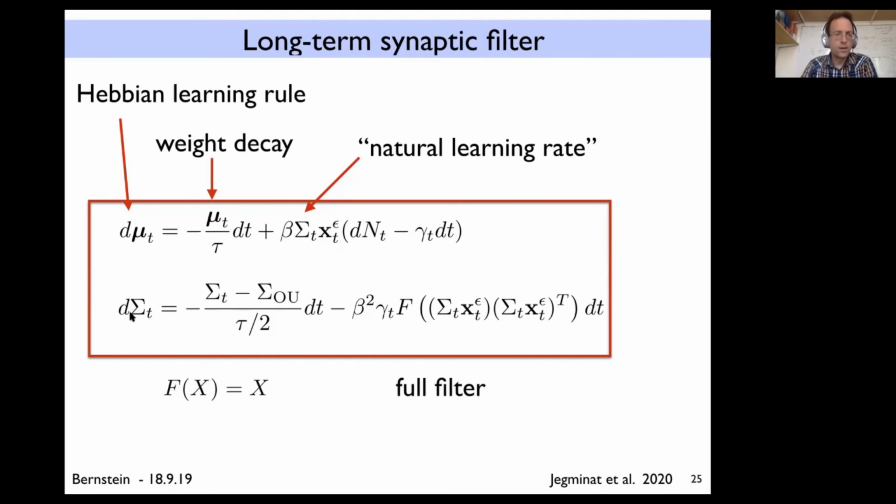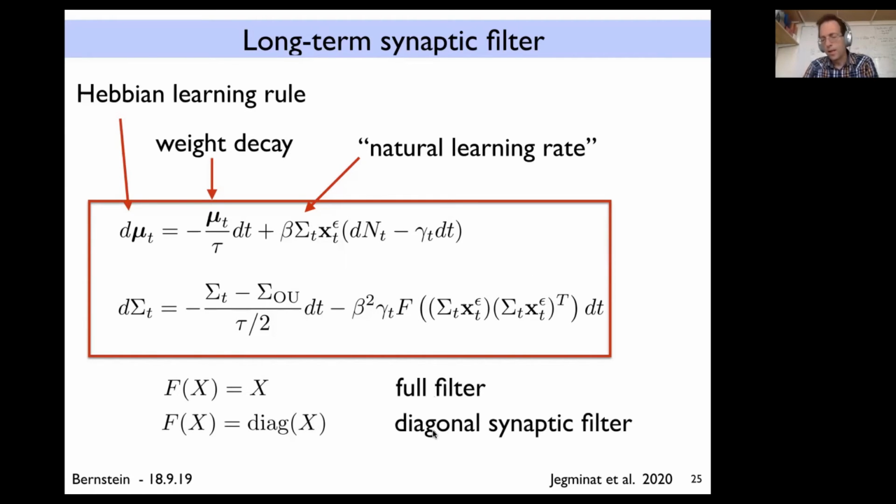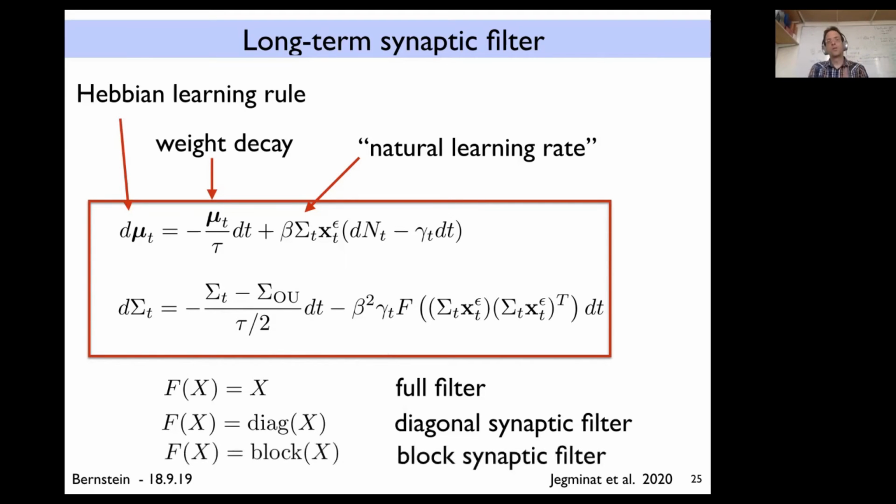But this is an n by n covariance matrix. Now I can also restrict myself to take only the diagonal elements of this one, and this is what I would call the diagonal synaptic filter. I want to mention that this is not just a hack, just for fun to remove some complexity. You can rigorously show that this is a projection filter on the space of Gaussian distributions with diagonal covariance matrices. So there's a rigorous way of arriving here. And actually, you can also do it for block diagonal matrices.